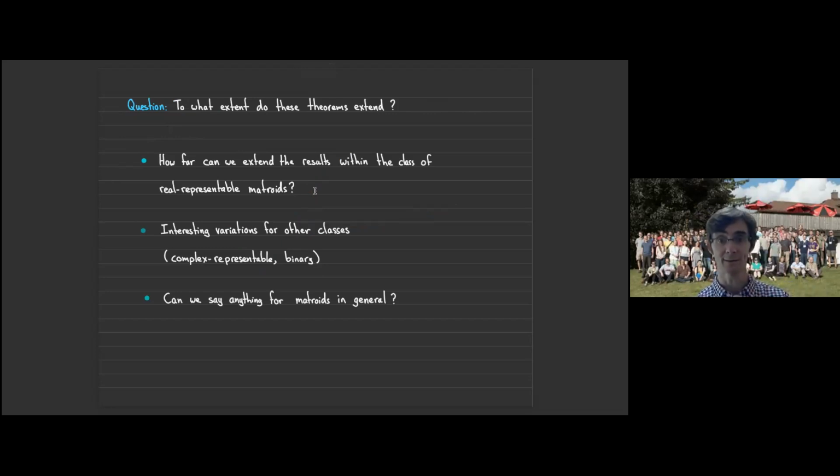Okay, so what are we going to talk about? So basically, I'm going to look at to what extent do these 2 theorems extend? I apologize for that sentence. So how far can we push them? So one thing is I would like to, first of all, look within real representable matroids and look at possible generalizations you might make there. And then look at variations for other classes, specifically complex representable and binary. And then we'll finish off by looking at what you can say for matroids in general.